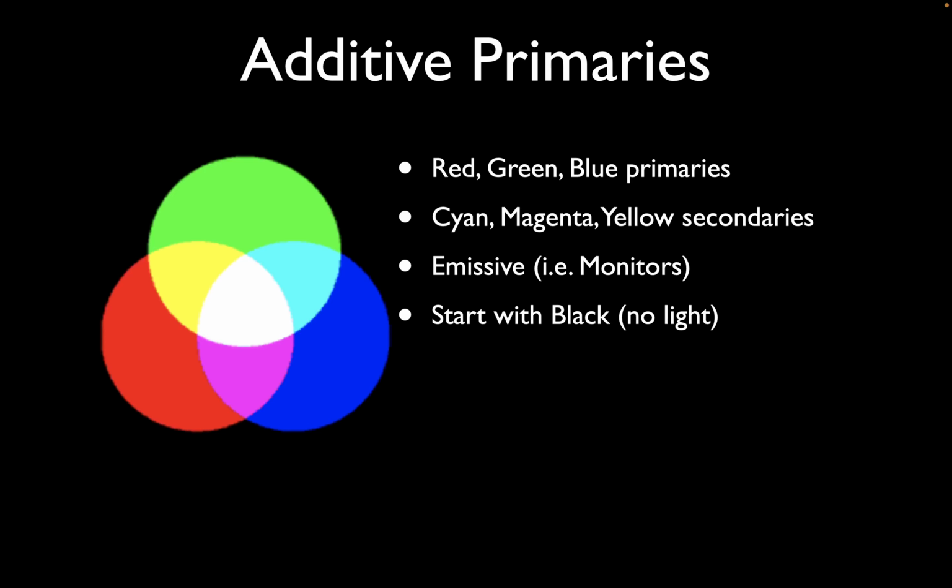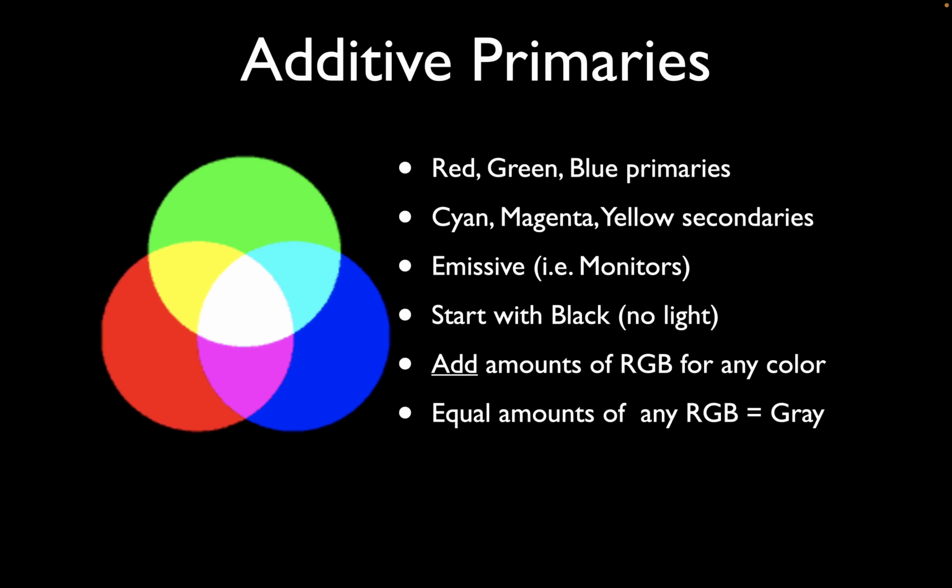Then you start to add energy. This is where the term additive comes into this. You start to add energy, you start to then get color and tone. Does that make sense, everybody, what's going on here? All right. You add different amounts of RGB to achieve any color. Equal amounts, and this is an importantly huge takeaway here, equal amounts of any RGB equals a neutral gray.